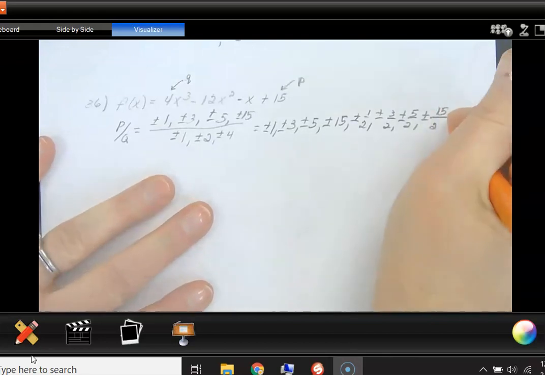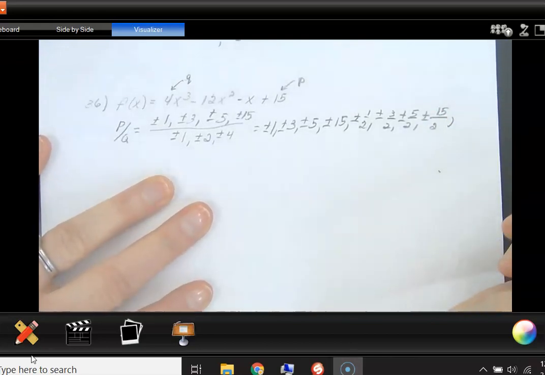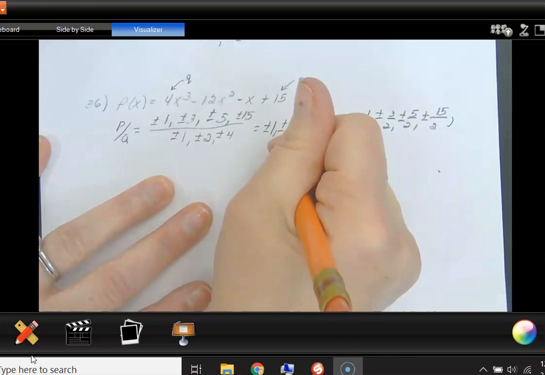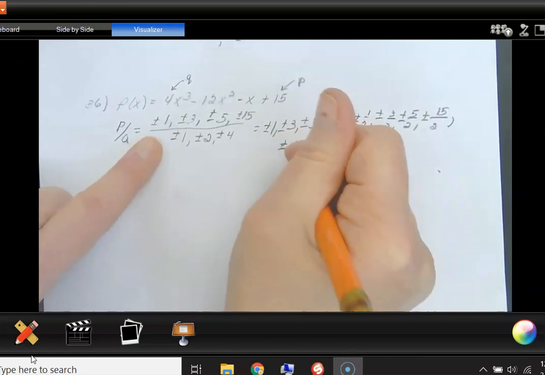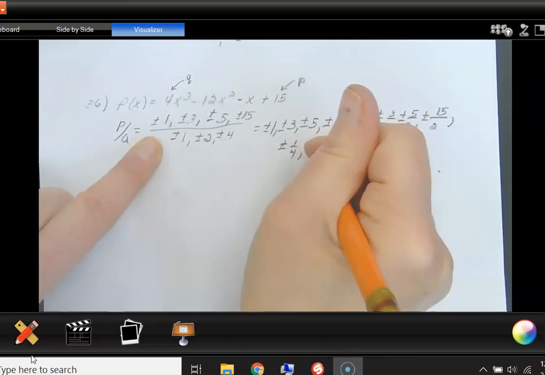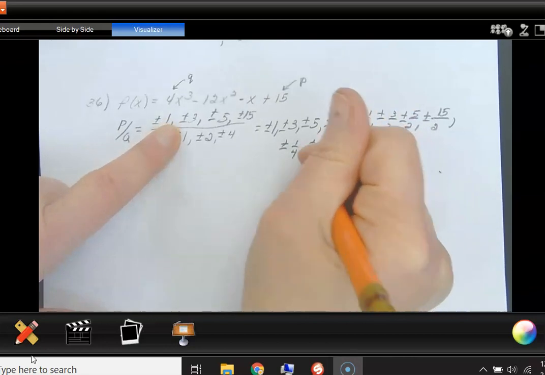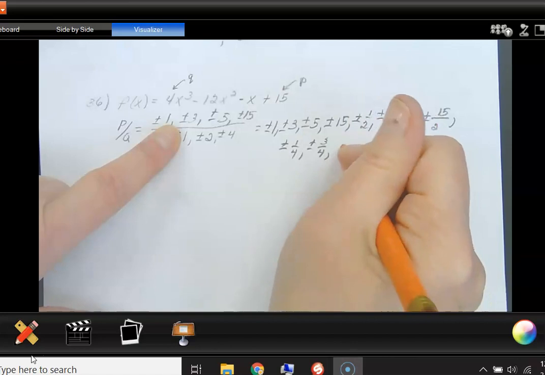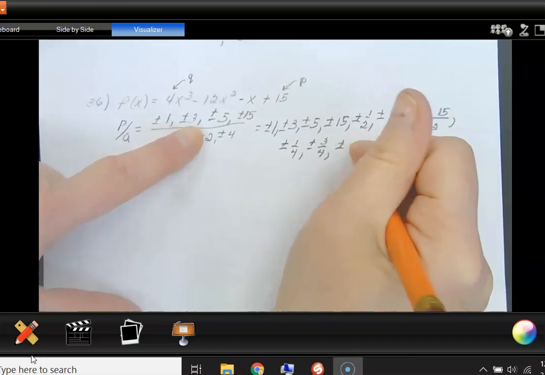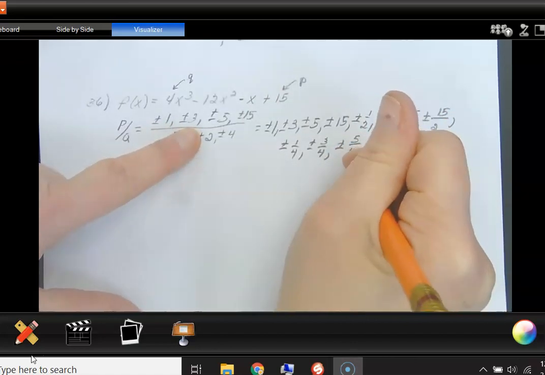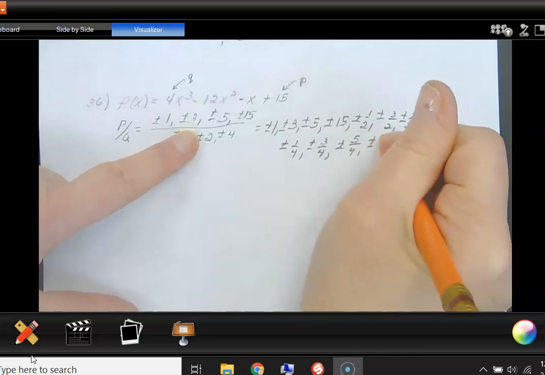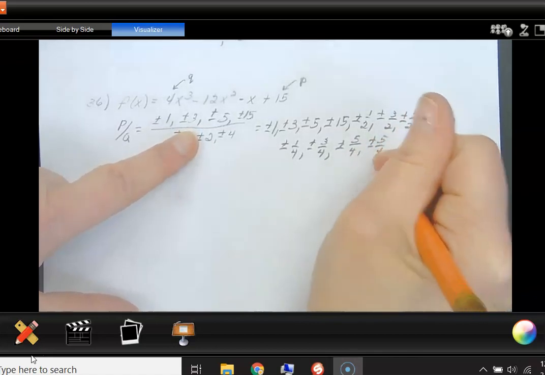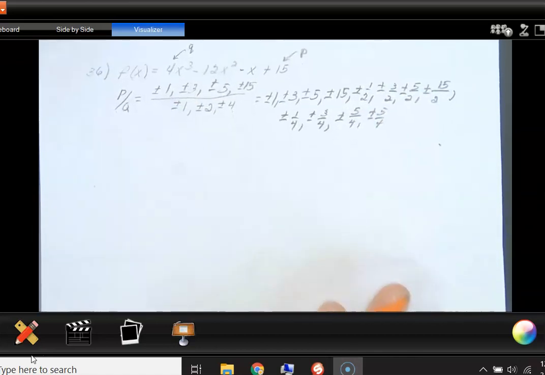Now everything over 4. I am rapidly running out of space, so I'm going to come down here. Plus or minus 1 over 4. Plus or minus 3 over 4. A lot of times they reduce and you don't have to write them all down, but we're not getting lucky on this one. 5 over 4 and 15 over 4, which looks like a ton of possible rational zeros, but if you think you start with infinitely many, then that's paring it down quite a bit.